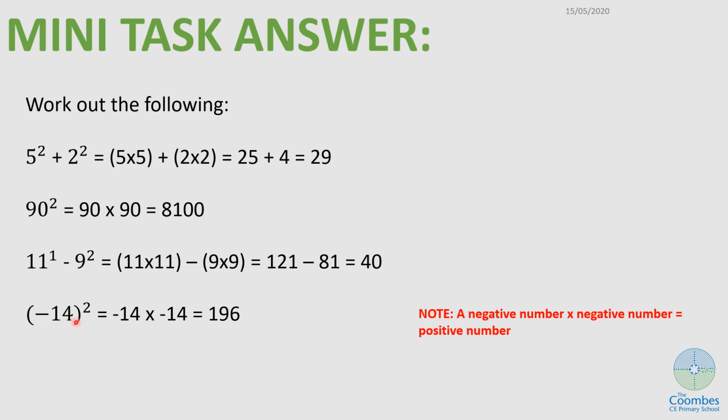Now, minus 14 squared means minus 14 times minus 14. It will give us a positive number, 196.